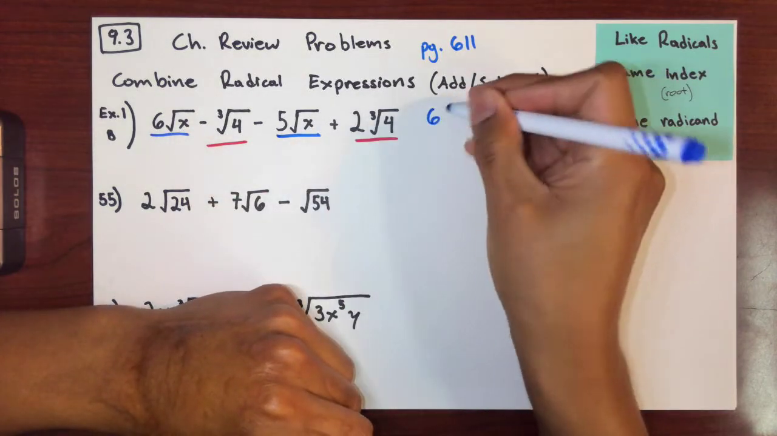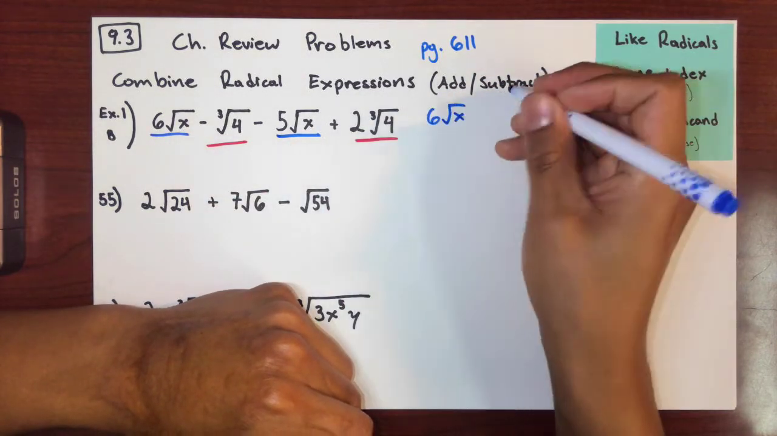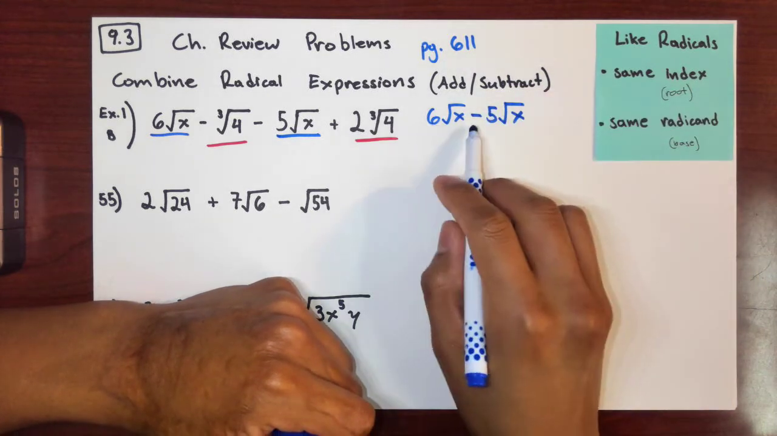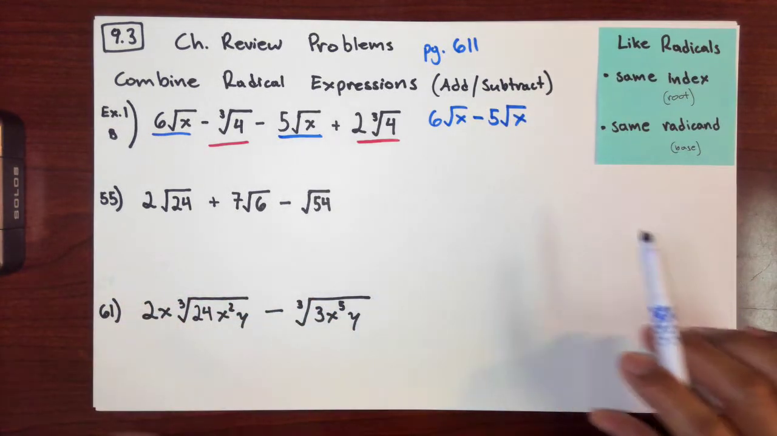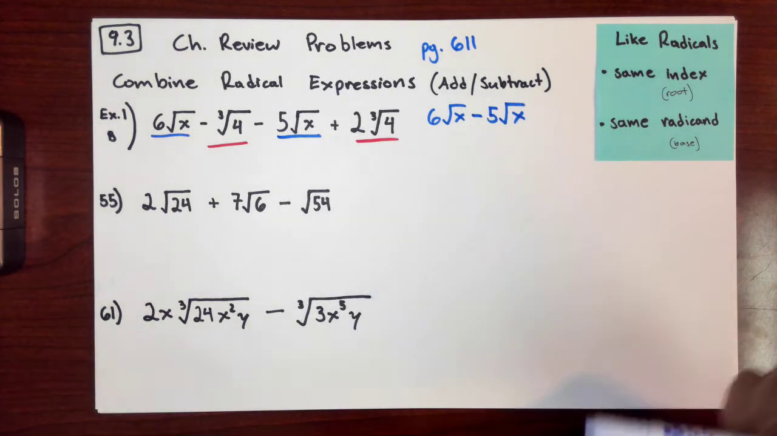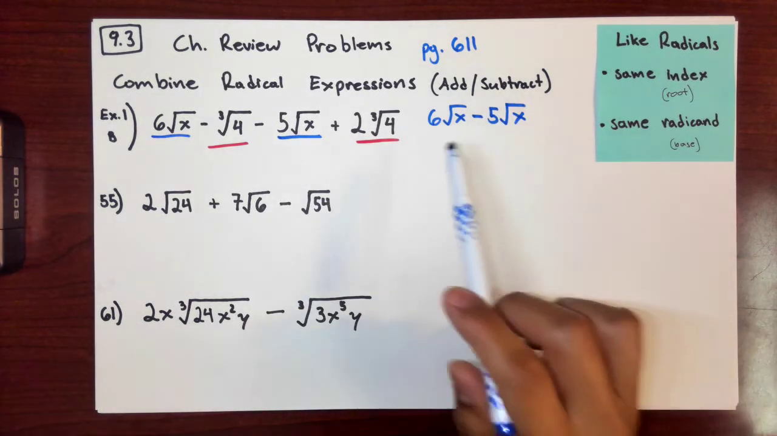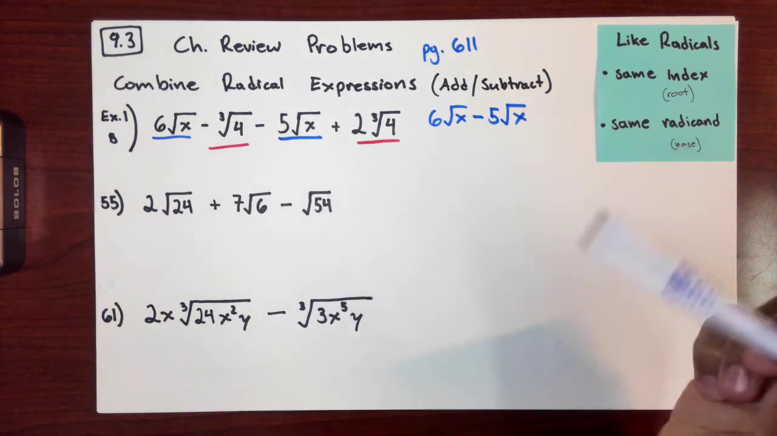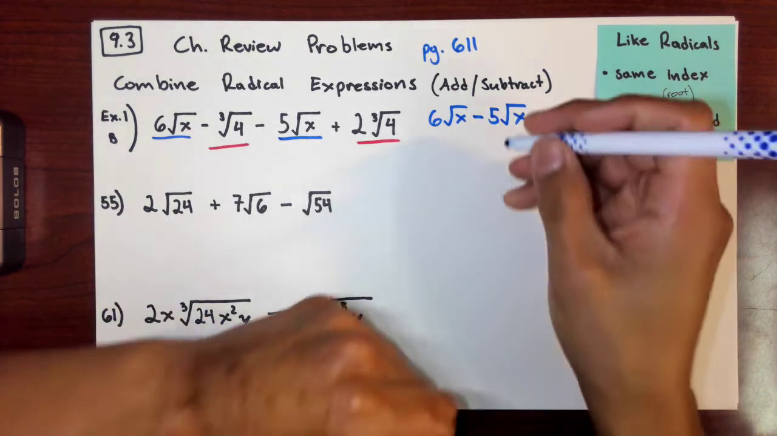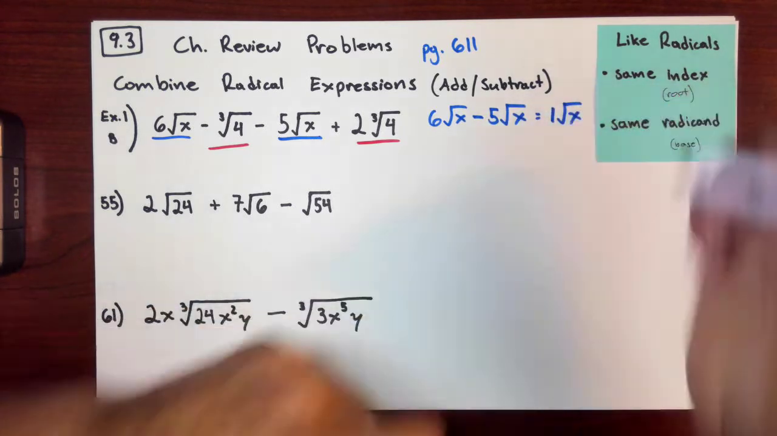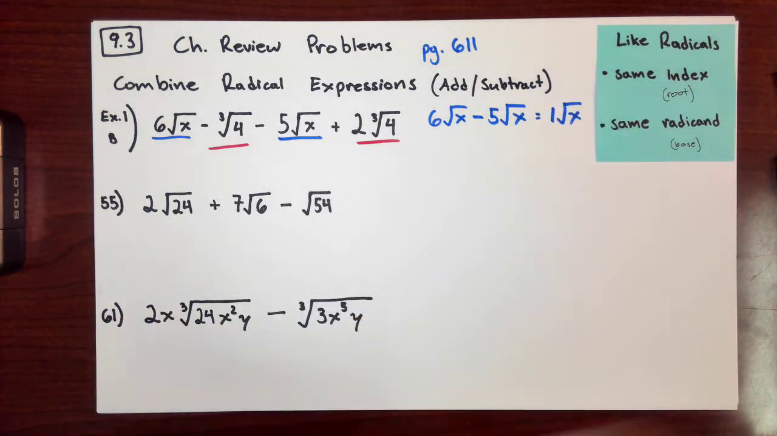We're going to start with 6 square root of x minus 5 square root of x. Important here when you're dealing with these radicals, treat them as you would any other variable, okay? So pretend that this was like a y. 6y minus 5y would give you 1y. So just like that, this would give you 1 square root of x. And let's go ahead and work the other one.